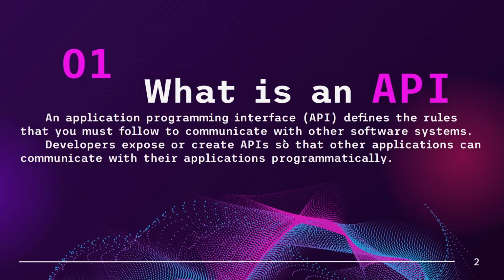So first we will go over what is an API. An API is basically an application programming interface. That's what API stands for. It defines the rules that you must follow to communicate with other software systems. Developers expose or create APIs so that other applications can communicate with their application programmatically. For example, the timesheet application, which a lot of companies use, exposes an API that asks for an employee's full name and a range of dates. When it receives this information, it internally processes the employee's timesheet and returns the number of hours worked in that range.